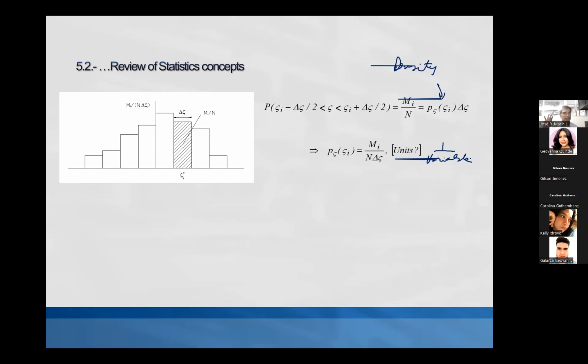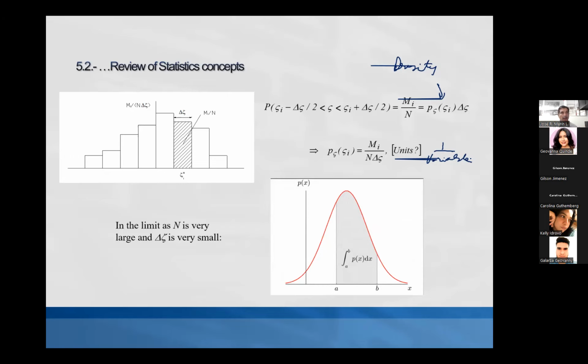Please be careful, okay? You have seen so many times in my classes, and every time I insist on units. So if I ask you to calculate this or that, remember, in the case of a probability density function, you have to include the units. It's dimensional.